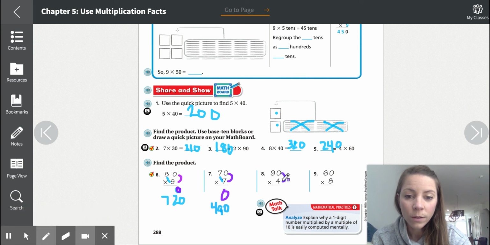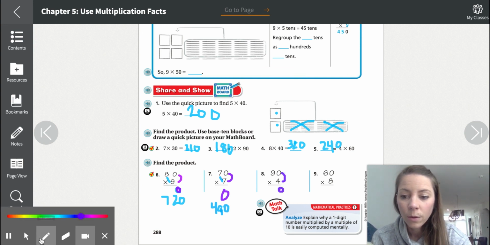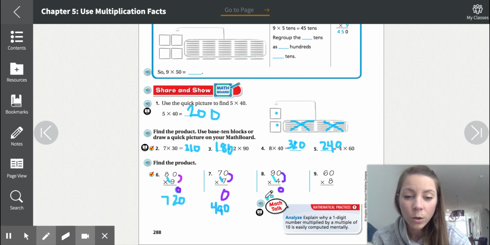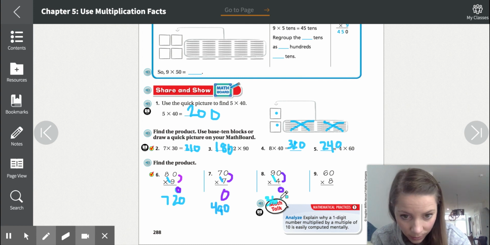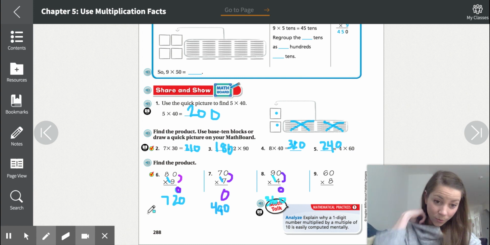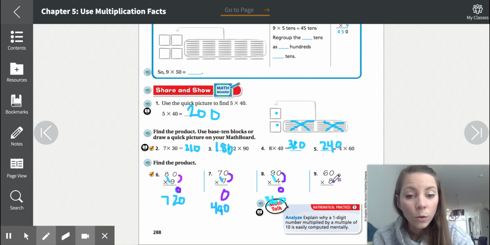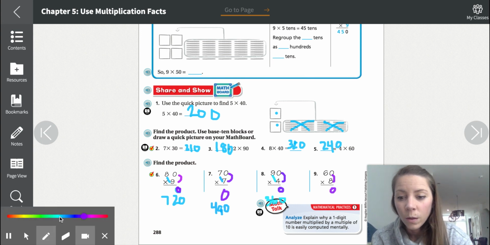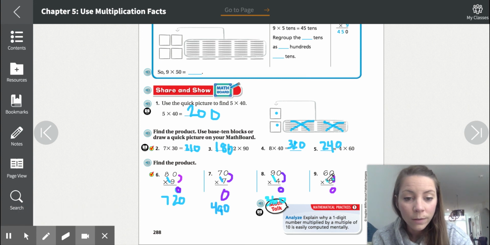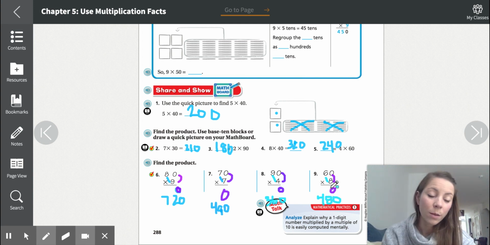All right. 4 groups of 0 ones is 0. 4 groups of 9 tens is 36 tens, and 36 tens is 360. So if you got 360, very good. And the last one, 8 groups of 0 ones is 0. 8 groups of 6 tens is 48 tens. 48 tens is really like 480. 480 plus 0 is still 480. So your product is 480.